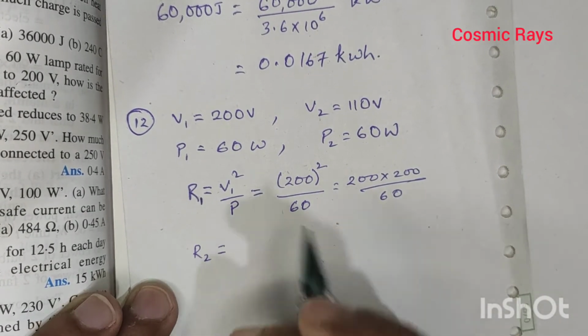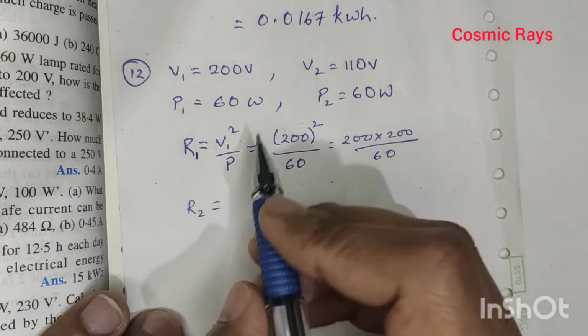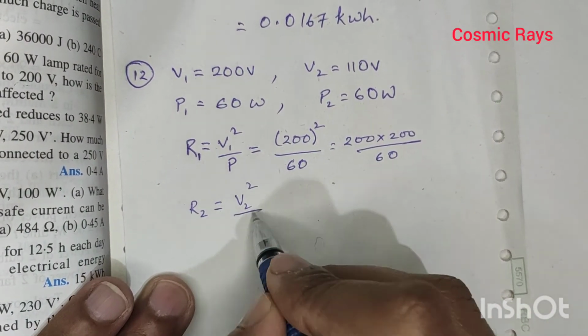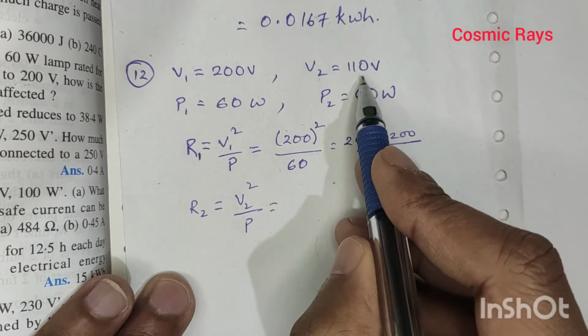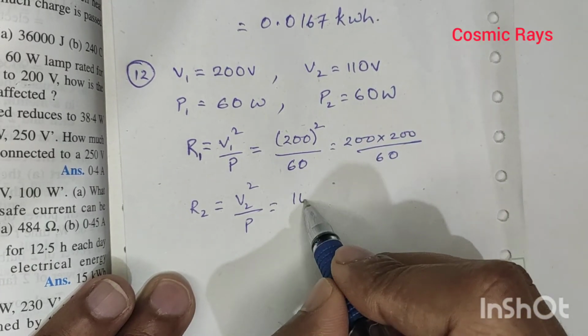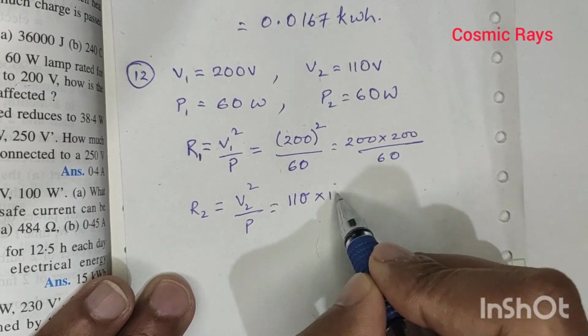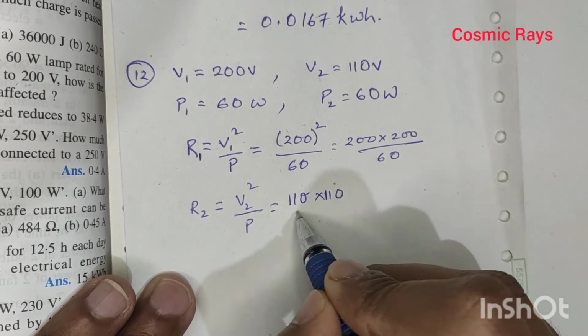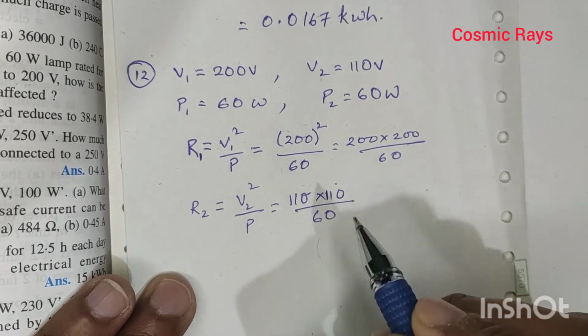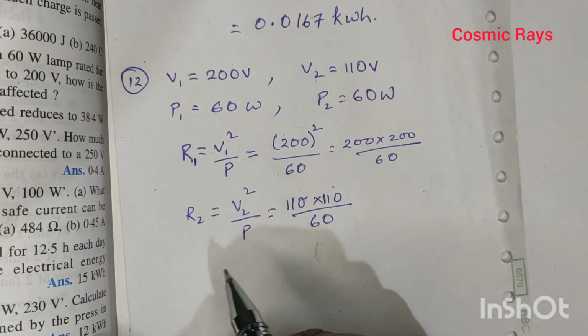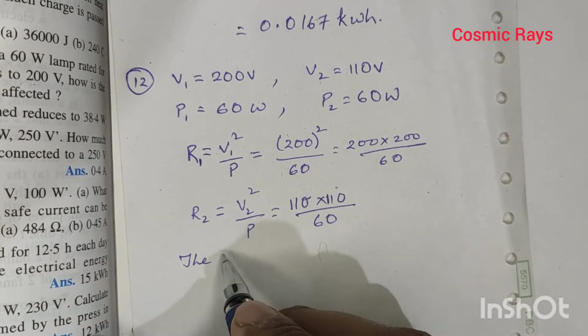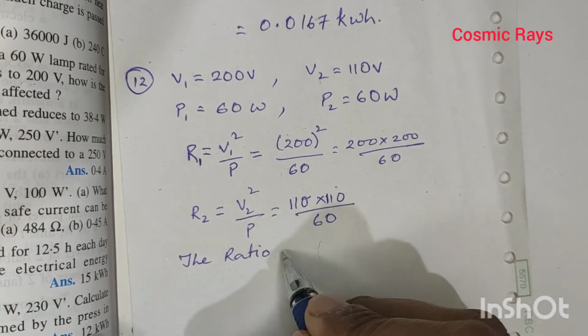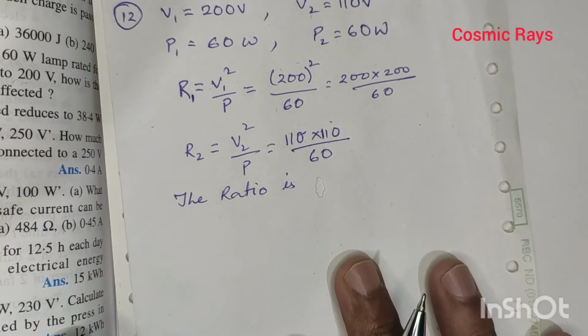Similarly R2 is V2 square by P, that is V2 is 110 volts. So 110 multiplied by 110 divided by 60. Since we have to find out the ratio, the ratio is R1 by R2.